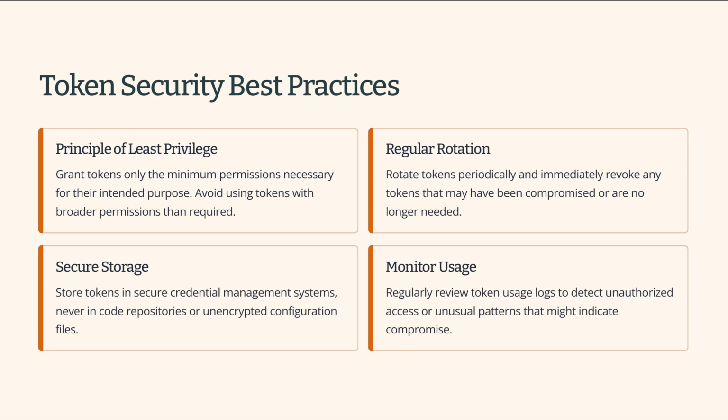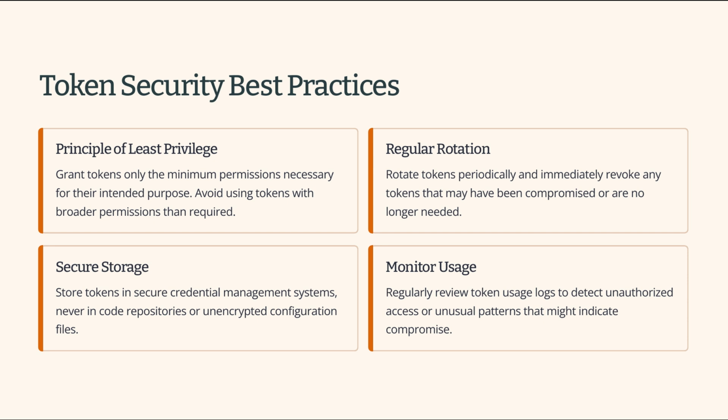As we transition from discussing secure authentication with NPM Author tokens, let's delve into some essential token security best practices. A key principle to remember is the principle of least privilege. This means you should only grant tokens the minimum permissions necessary for their intended purpose. By avoiding broader permissions, you reduce potential risks significantly.